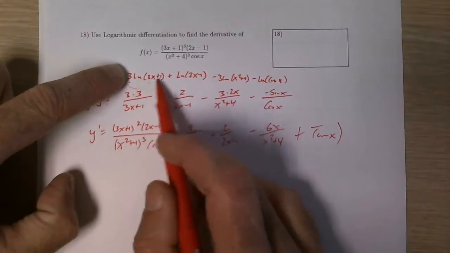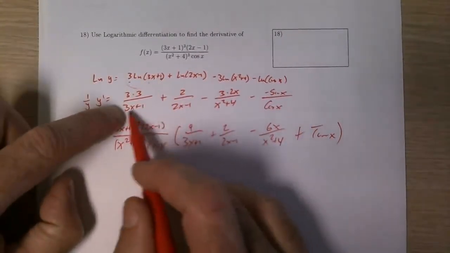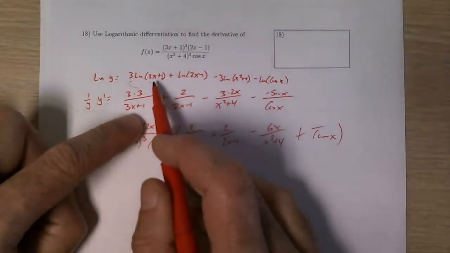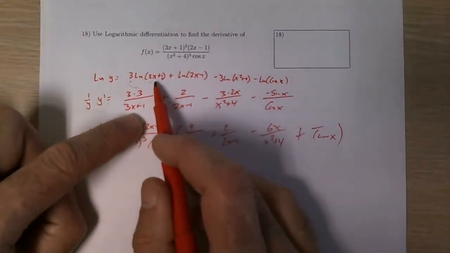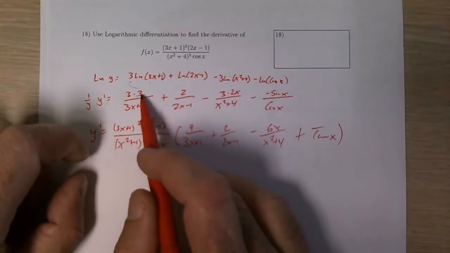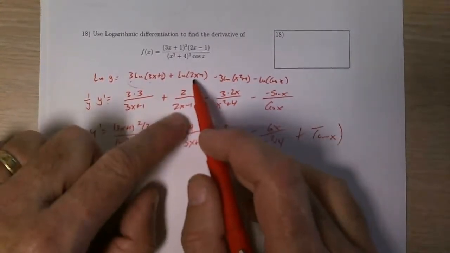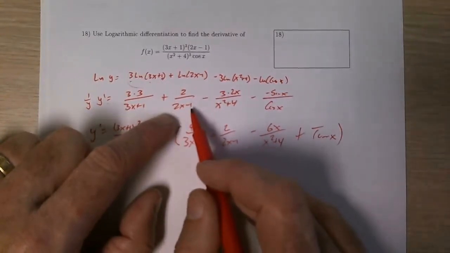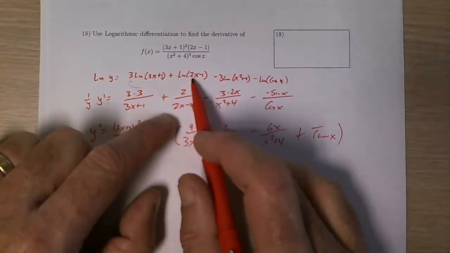The derivative of the natural log of something is 1 over that something, so there's the 3x plus 1 in the denominator. The chain rule then says multiply by the derivative of the inside. Well, the derivative of the inside is 3. So I have the 3 that was already there, and now times another 3. Likewise here, the derivative of the natural log of this thing is 1 over this thing times the derivative of what's inside. That's the chain rule, right?